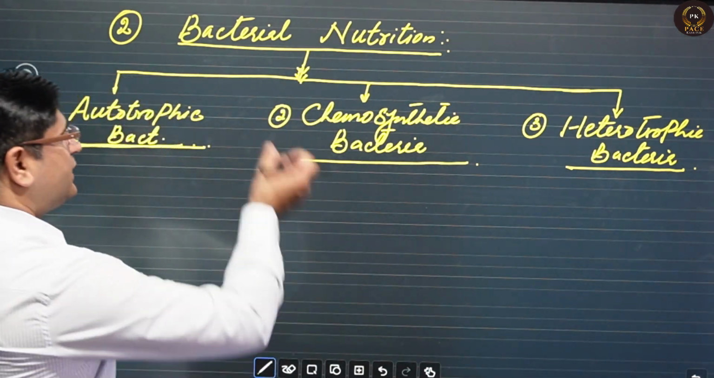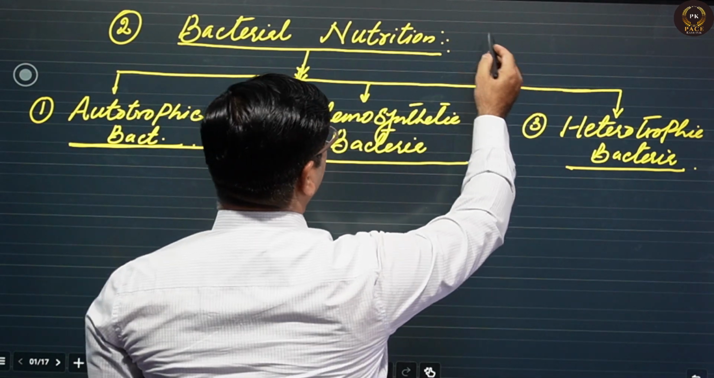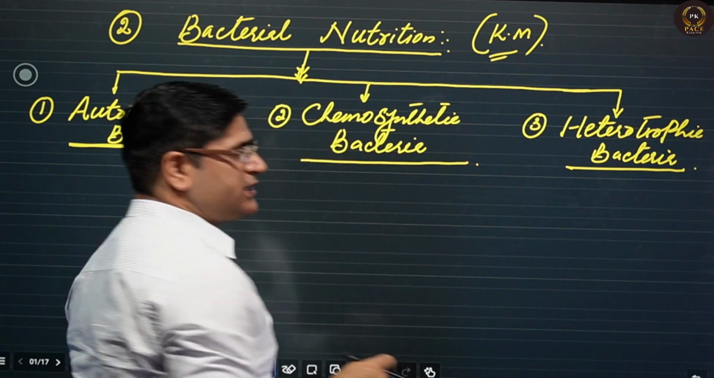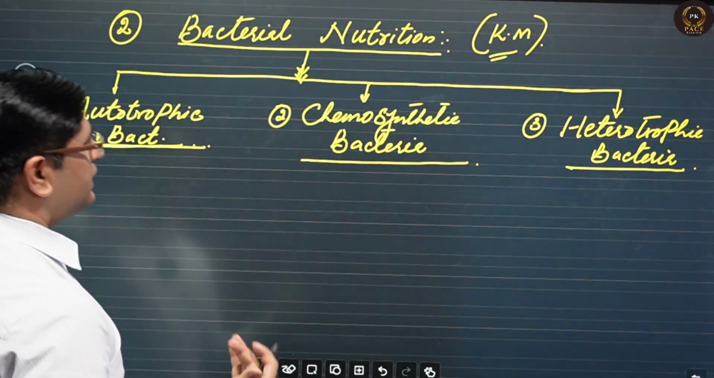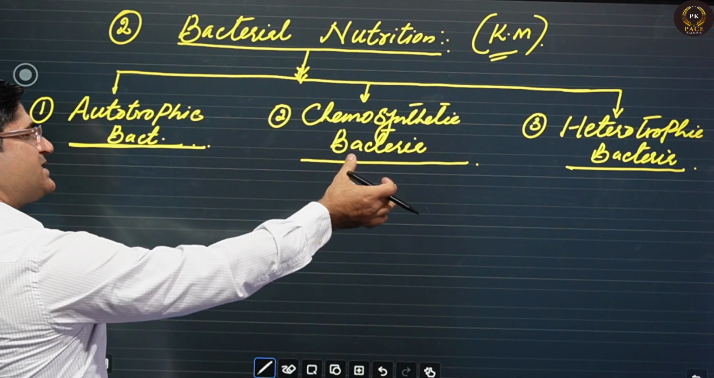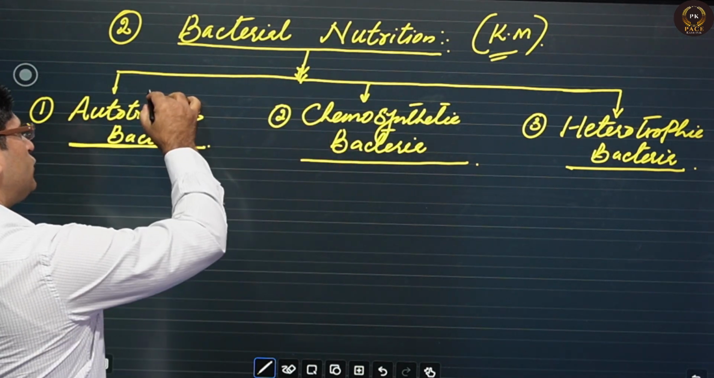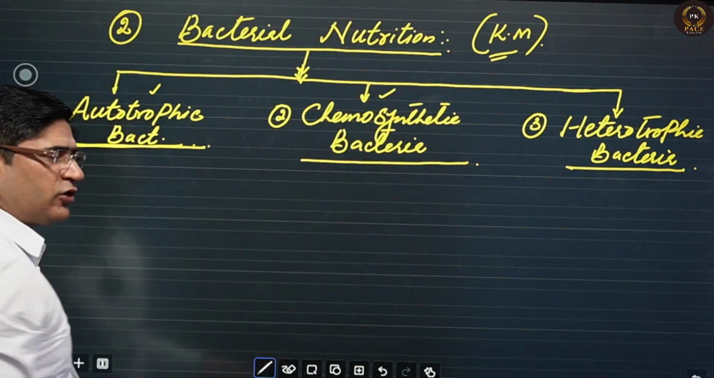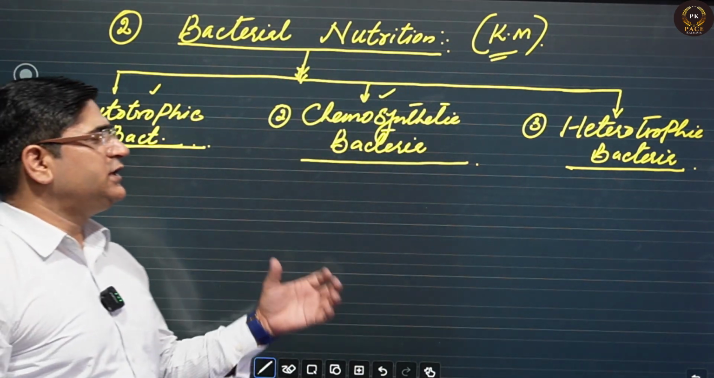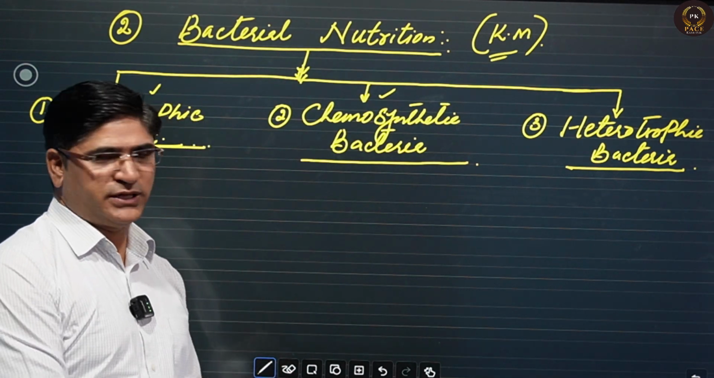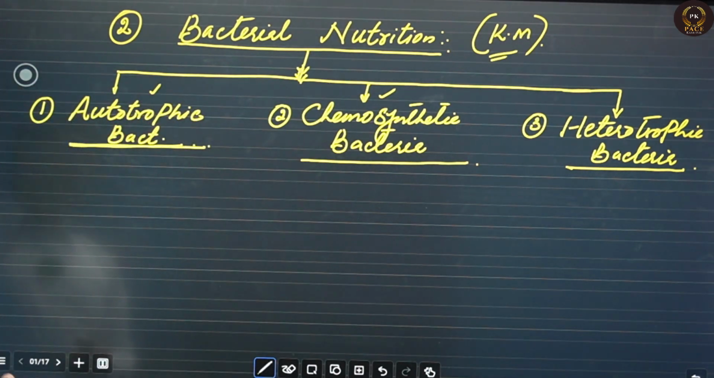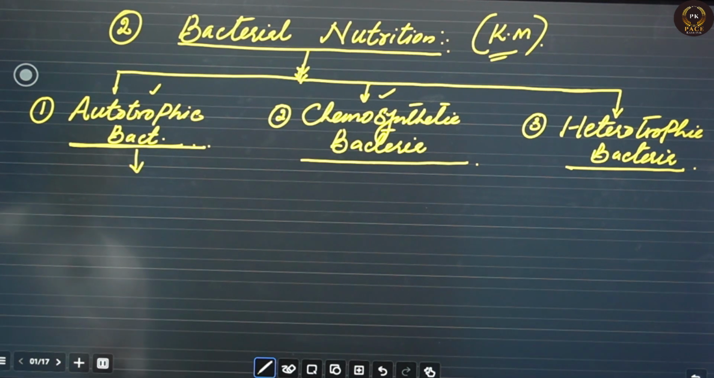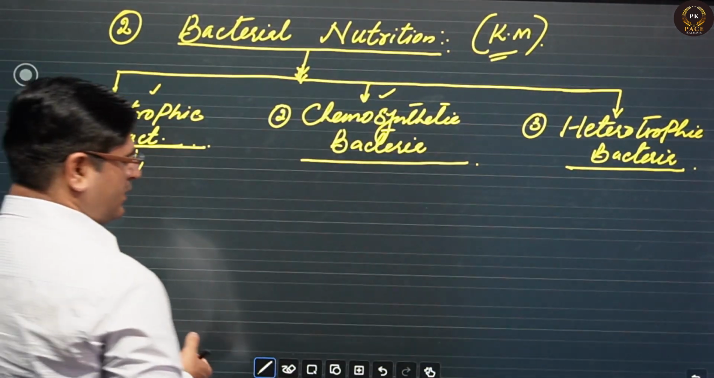That is why the mode of nutrition in the kingdom Monera is vast, because in this kingdom the organisms exhibit photosynthetic, autotrophic, chemosynthetic and heterotrophic modes of nutrition. All types of modes of nutrition they exhibit. Okay, remember this point.